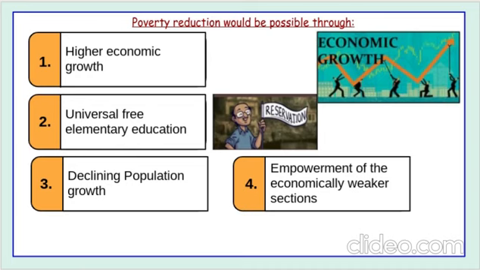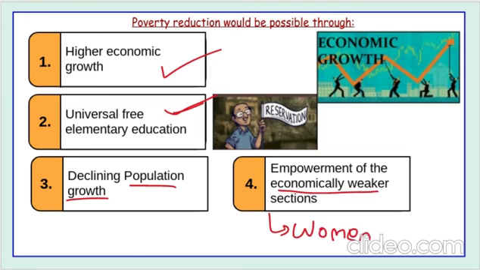Now, how is this poverty reduction possible? With high income growth. If there is high income growth, poverty would easily go down. There should be universal free elementary education for the poor children who cannot afford to go to school. There should be declining population growth as well, so that equal resources are provided for everyone. There should be empowerment of the economically weaker sections, and empowerment of women, and of the other weaker sections too.